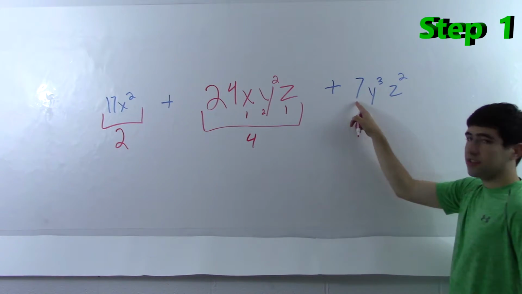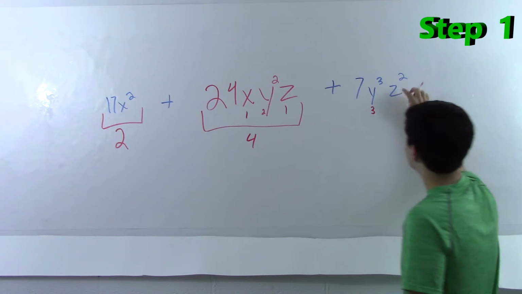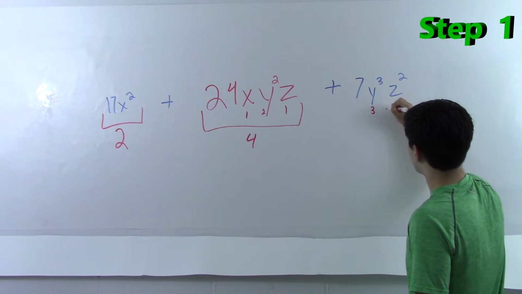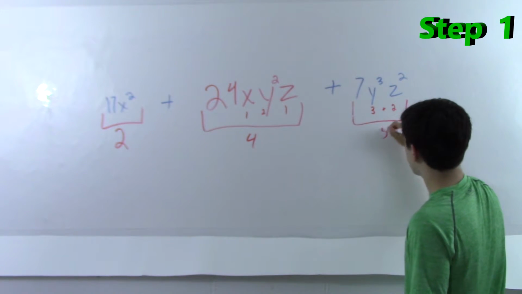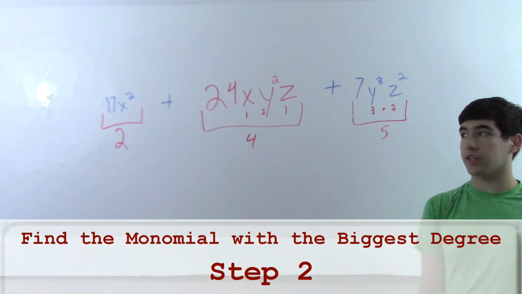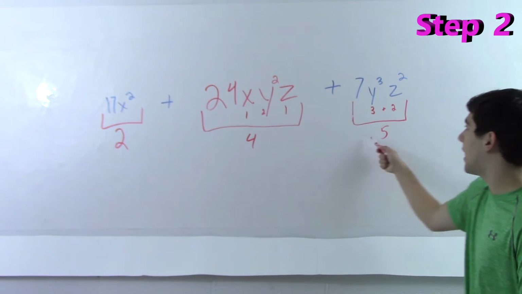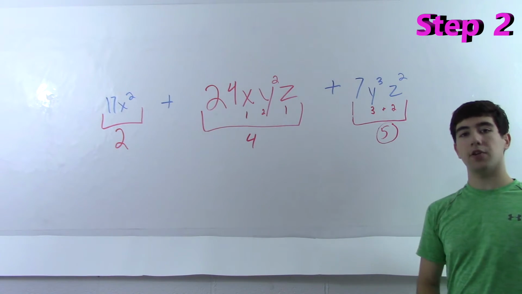Now, 7 does not have a degree, y to the third power has a degree of 3, z to the second power has a degree of 2, 3 plus 2 is 5. To find the degree of your polynomial, you're going to look for the term with the biggest degree. So, 2, 4, and 5, this is our biggest degree. That would be the degree of our polynomial.